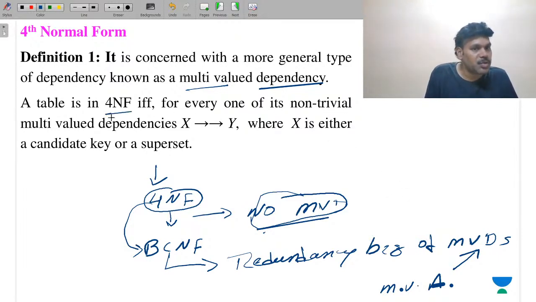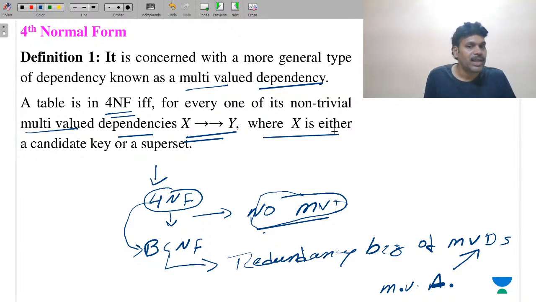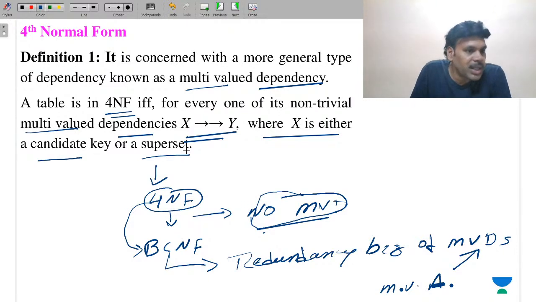So a table is in fourth normal form with a multi-valued dependency X implies Y, where X is either a candidate key or a super key. What's the meaning of that? Let me give a conclusion here. It's very simple to identify fourth normal form. How to identify fourth normal form easily?